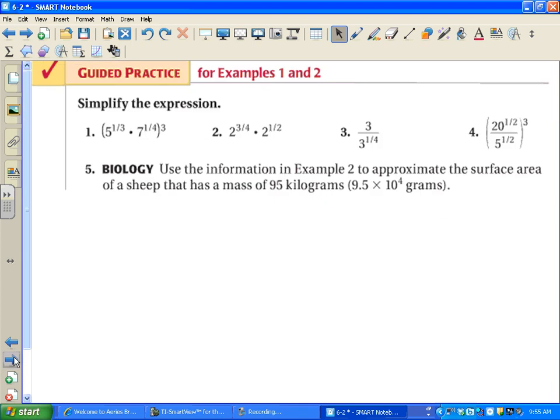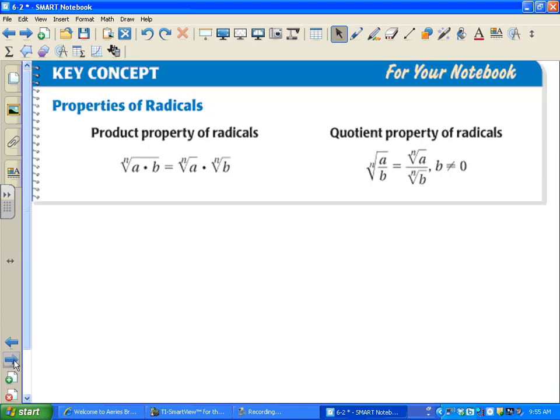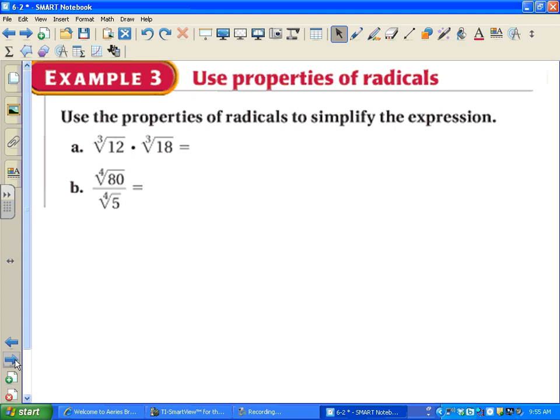That'll be you guys. We're going to crank through some simplifying here. I'm not going to spend a lot of time on that. I'm going to actually work the examples. Rules of radicals, rules of fractional exponents. That's really what we're looking at here.